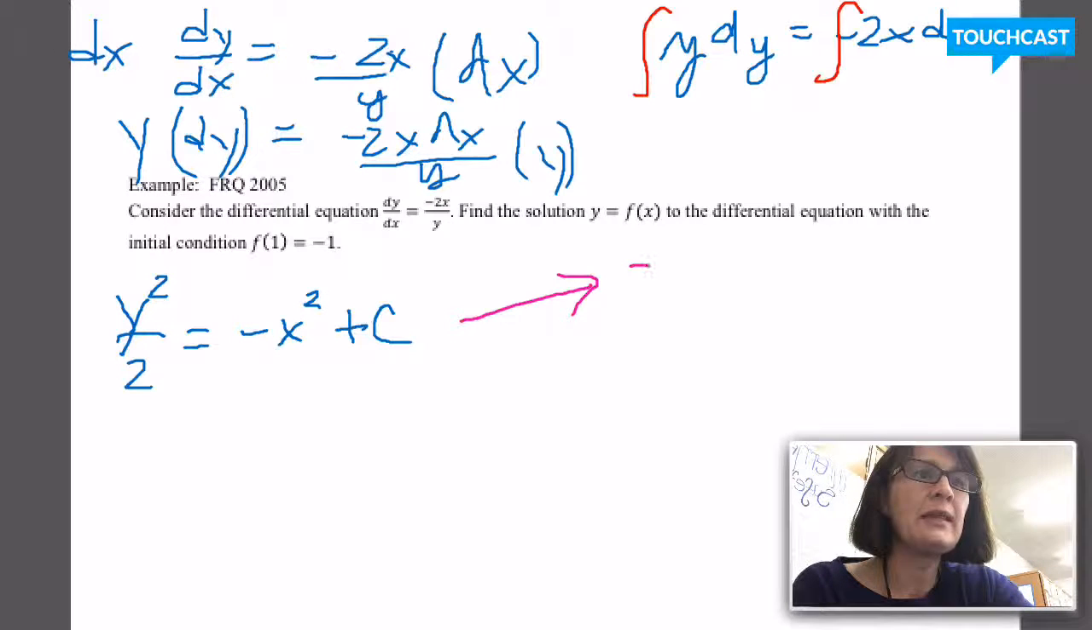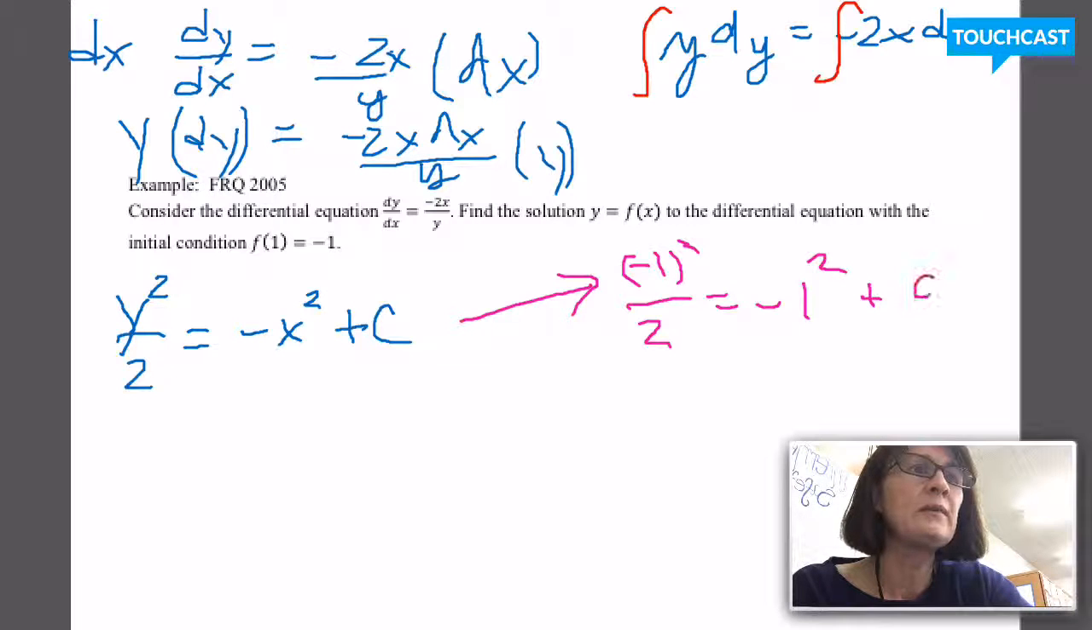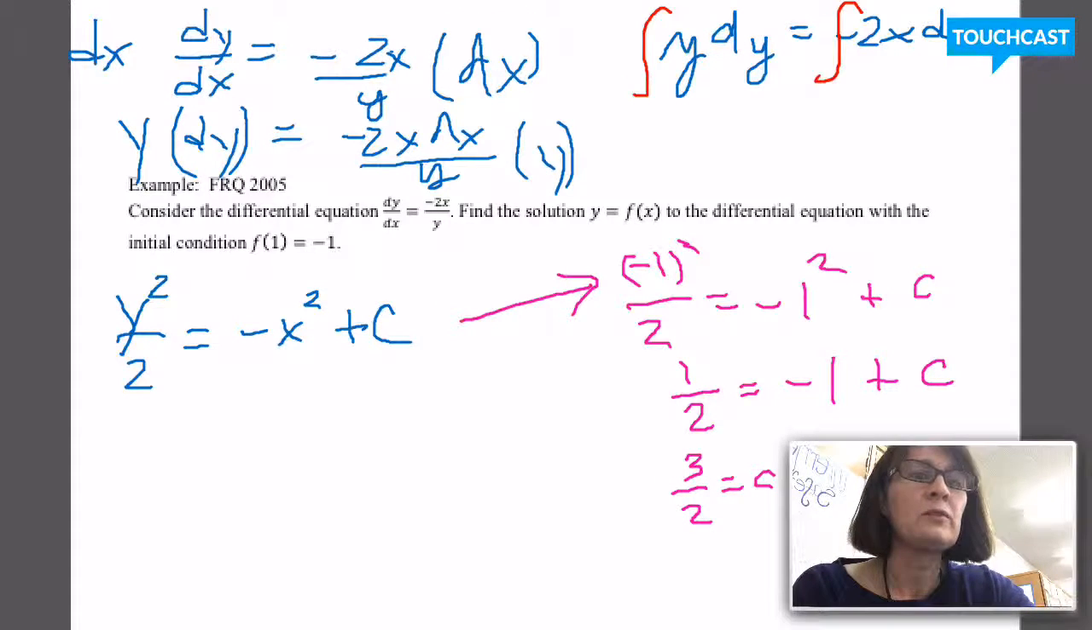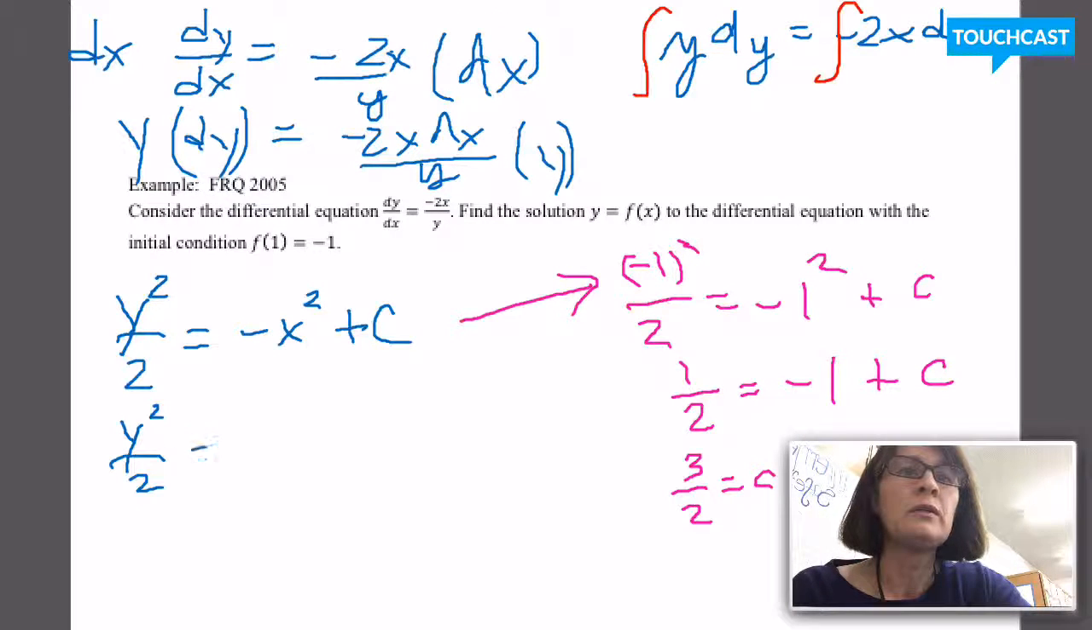So y is negative 1 squared over 2 is equal to negative, I'm going to plug in 1 for x, 1 squared plus c. So this is 1/2 is equal to the opposite of 1 squared, which is negative 1 plus a constant. I'm going to add 1 to both sides, and I'm going to get 3/2 equals c. So here's my new equation. y squared over 2 equals negative x squared plus 3/2.